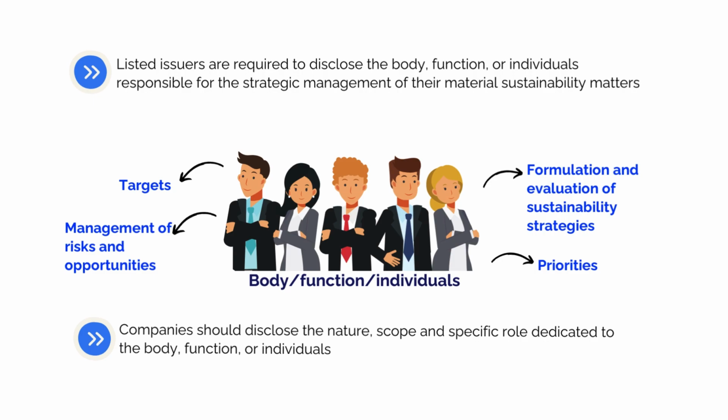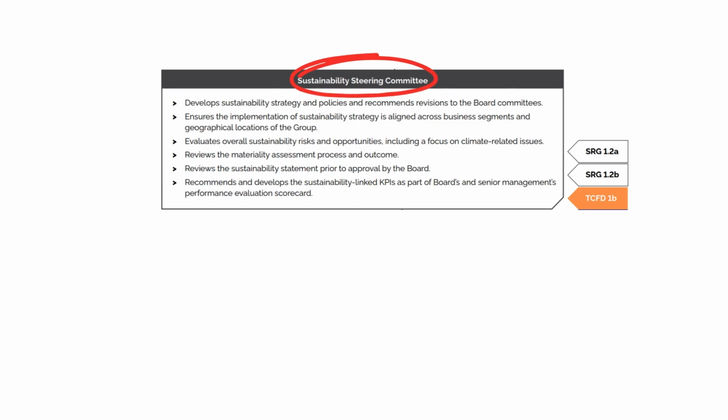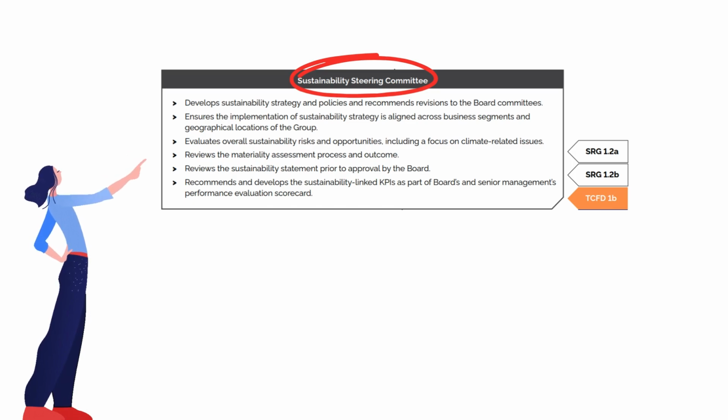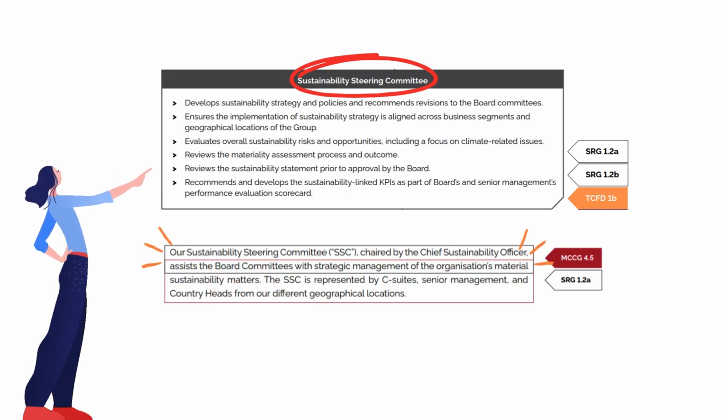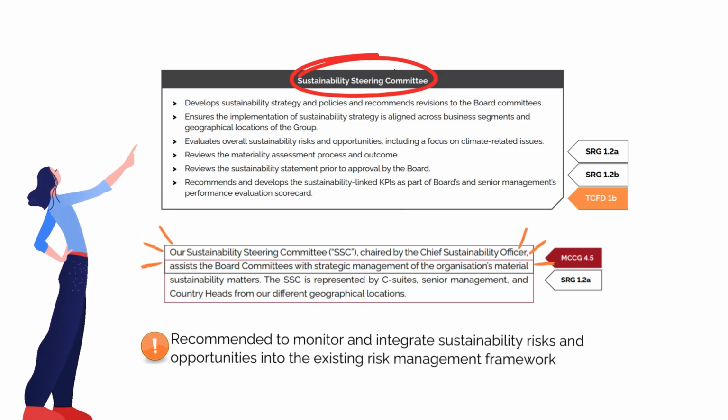body, function, or individuals. In this sample, you can see that the management of sustainability matters was assigned to the Sustainability Steering Committee with specified roles and responsibilities. The specific individuals accountable for this committee and roles are also disclosed. It is recommended for the management to monitor and integrate sustainability risks and opportunities into the company's existing risk management framework as part of the strategic management of sustainability matters.